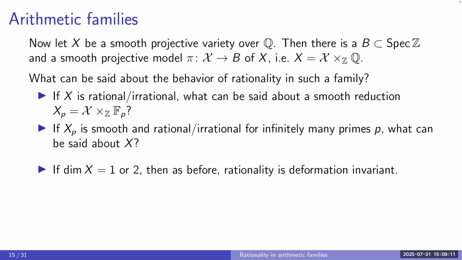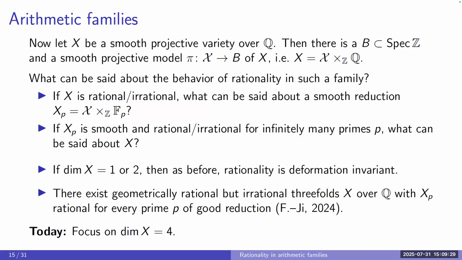Okay, and so in low dimensions it's the same as before. In dimensions 1 and 2, rationality is again a deformation invariant. So if you have an X_p which is rational, then the X over Q had to be rational. And maybe the other results in this direction: in dimension 3, this is joint work with Lena Ji. We show that you can have geometrically rational but irrational threefolds over Q, for which the reductions mod p are rational for every prime p of good reduction.